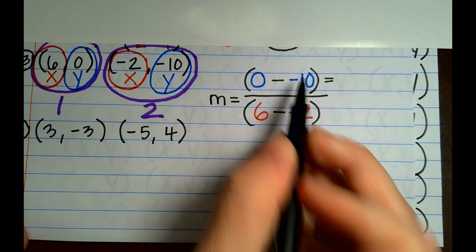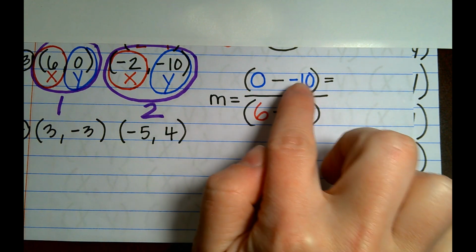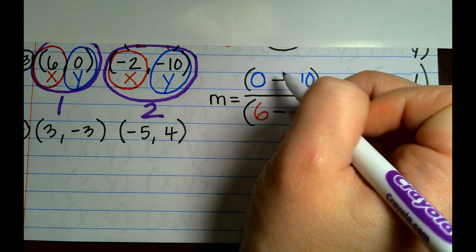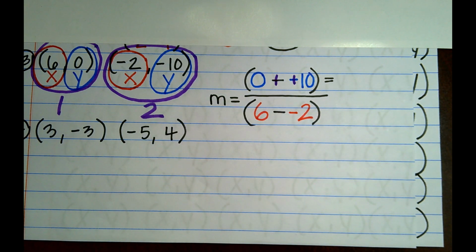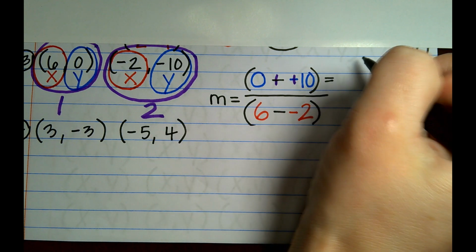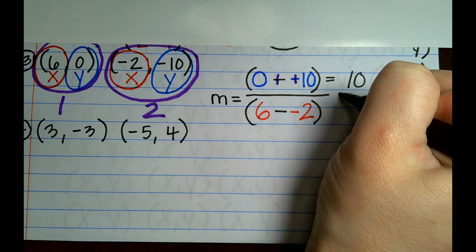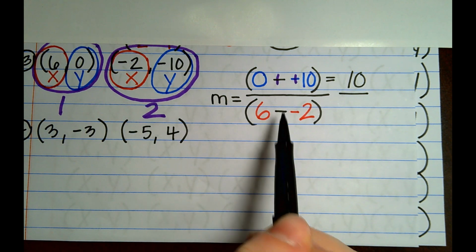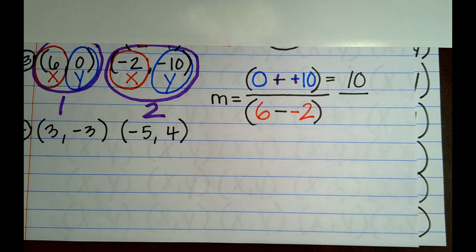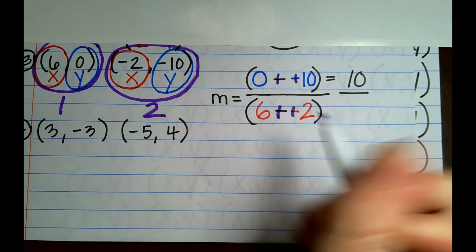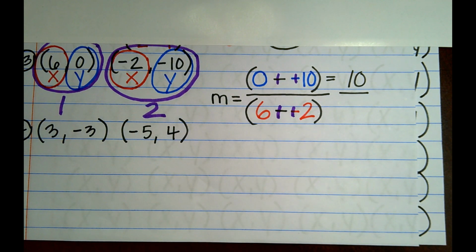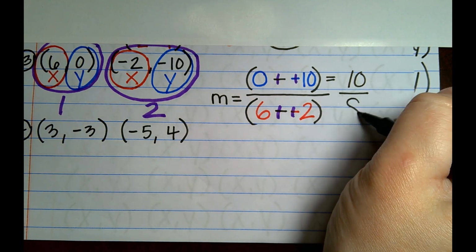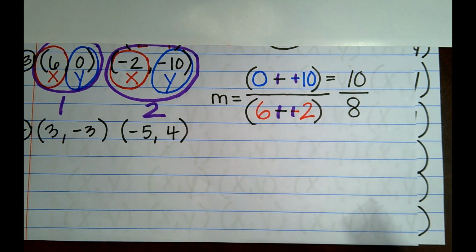0 minus negative 10, what happens to that minus? Positive. Yes, it's a plus. It becomes a positive. So 0 plus 10 is 10 over, now we got the same thing happening down here. 6 minus negative 2 is positive 8, because this is like 6 plus 2. The minus negative will cancel. And now I have 10 over 8.